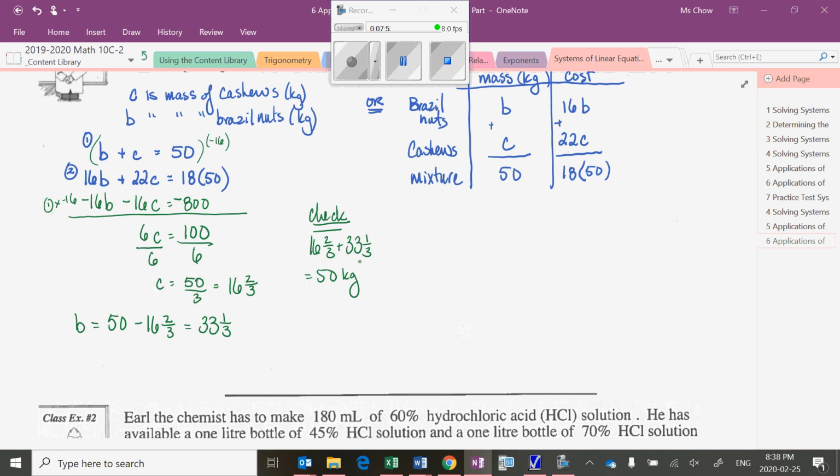Our second check is to check that cost piece. So if I've got 33 and 1/3 kilograms of Brazil nuts, and they cost me $16 per kilogram, then we'll do $16 per kilogram times 33 and 1/3. And so I can use my calculator to go through that. Then 16 times, and we'll make that 100. Whoops. And so then that is 533 and 1/3.